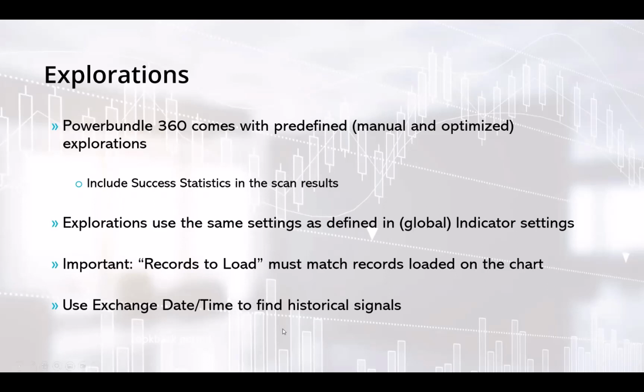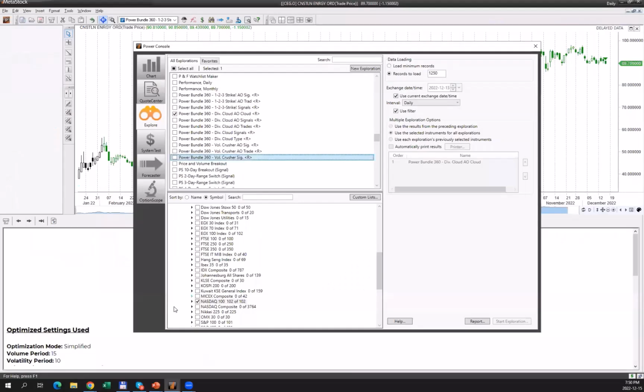And if you're interested in finding entry signals for historical bars, that's another trick you can use. It's the use exchange date time function. And I explain to you why this is actually quite important. Let's say it's the weekend. It's Sunday. The market is closed.